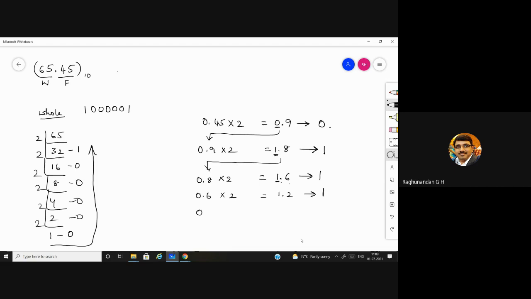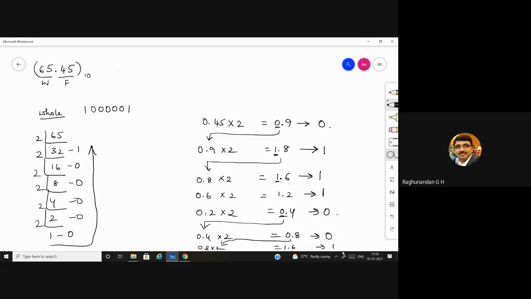So what you need to do? Take 0.2. 0.2 into 2, it is 0.4. So it is 0. Now can I take 0.4? Yes, sir. You can take 0.4. 0.4 into 2, that is equal to 0.8. This gives you 0. Now again 0.8 can be taken since it is giving 1.6 and 1 is allowed. So 0.8 into 2, that is equal to 1.6, gives you 1.